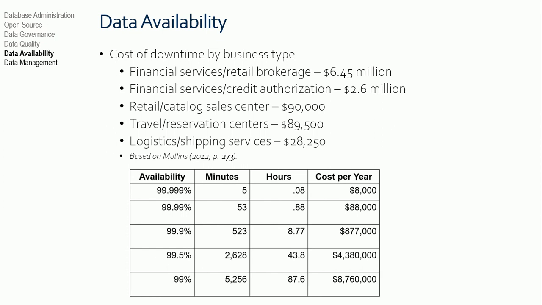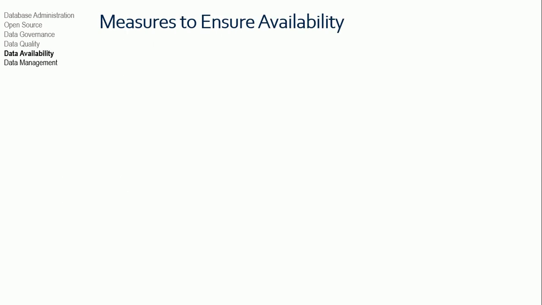But for one of these, I think it's for retail, 90,000, right? But if you multiply it, it's $4 million a year with 99.5%. At 99% uptime, it's costing us almost $9 million a year. But at 5 nines of uptime, we're only looking at $8,000 a year in cost for downtime. So data availability can have significant impact on our costs, right, as a business. And that's how we develop an ROI, right?